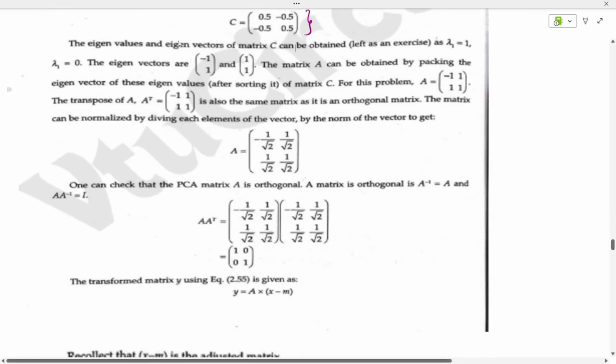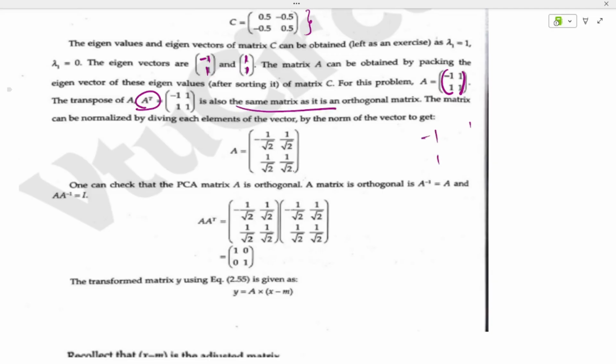Next what you have to do is consider A equal to minus 1 by root 2, 1 by root 2, 1 by root 2 and 1 by root 2, because you will be applying the normalization in the next step. That is, you will be having minus 1, 1, 1 and 1. You will convert it into the matrix, and the transpose matrix will also be the same, that is minus 1, 1, 1, 1. So you will be applying the normalization.